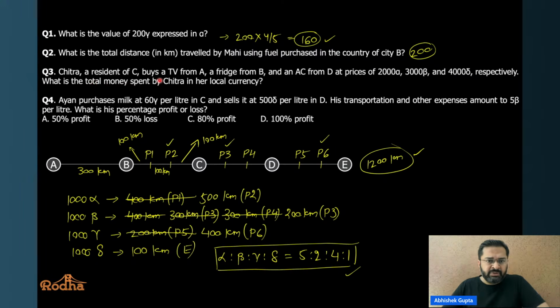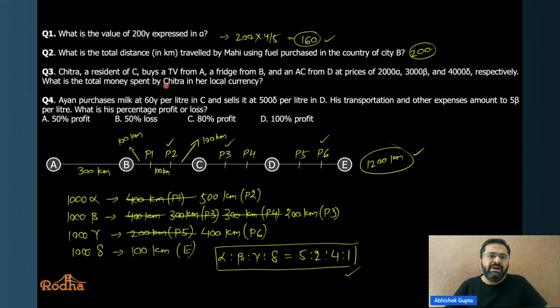The third one. Chitra, a resident of C. A resident of C means this place here. You always think like that. When I'm saying resident of C, we're talking about this. Which currency are we talking about? Gamma. Alpha, beta, gamma, delta. It's like that. So this country expands till this stage. Till here. So what she does is that she buys a TV from A, a fridge from B, an AC from D. And these are the prices.